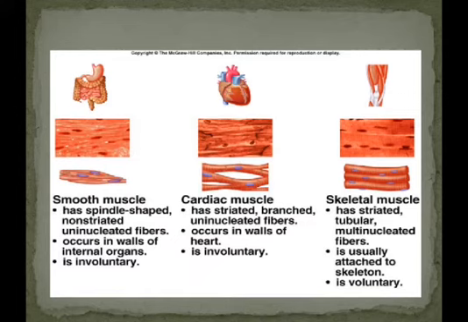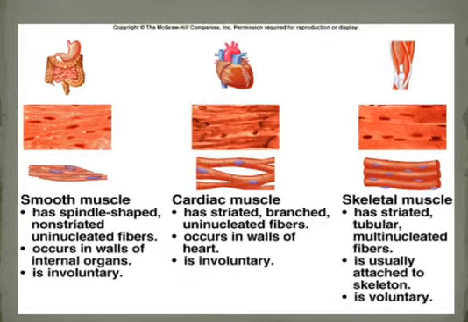There are some pictures of smooth, cardiac, and skeletal muscles. Smooth muscle has a spindle shape and is non-striated, which means that it has no bands or stripes like those present in the skeletal muscles. It occurs in the walls of internal organs, has uninucleate fibers, which means that it has only one nucleus in each fiber, and it is involuntary.